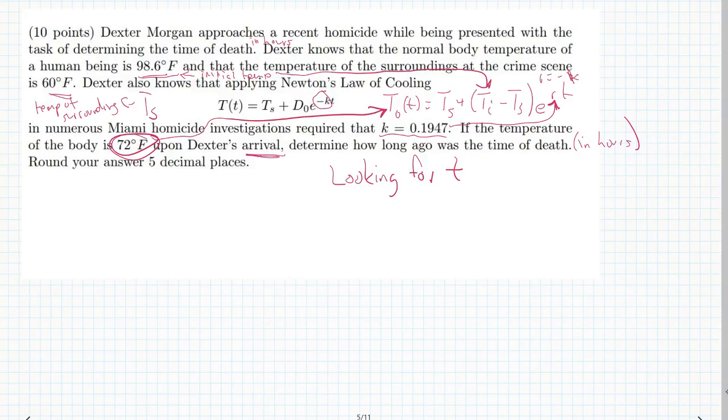And so we're kind of ready to set up this whole equation. So we get 72 equals temperature of surroundings, which is 60 degrees, okay, plus, well, this goes now 98.6, right, minus that T sub S again, that's 60, e to the negative k, so that was negative, and then we have 0.1947.